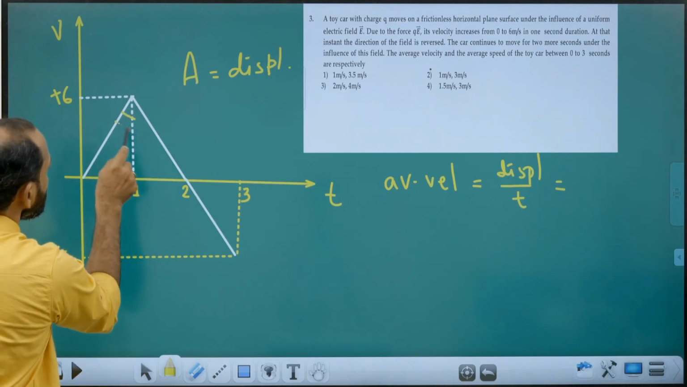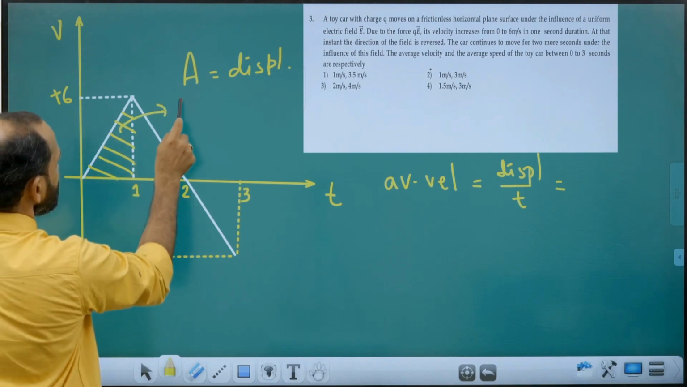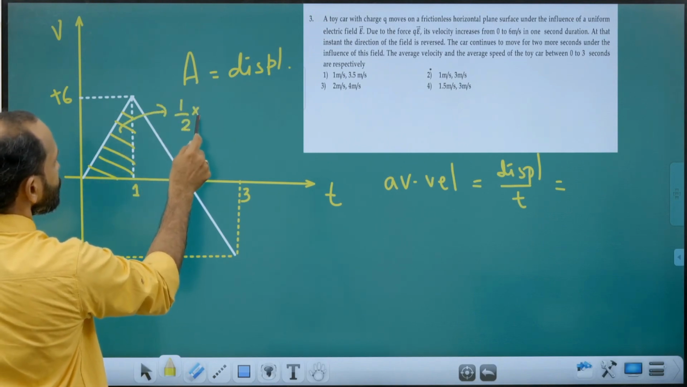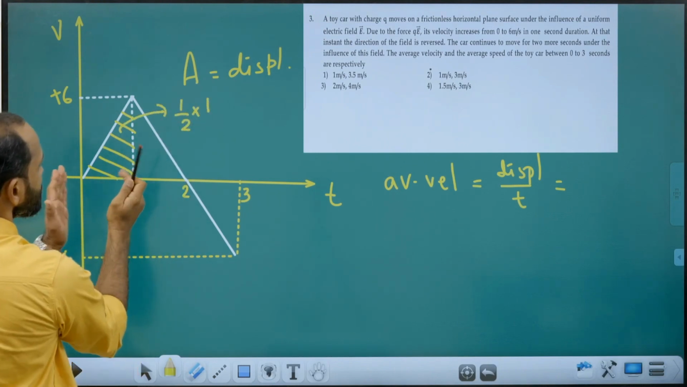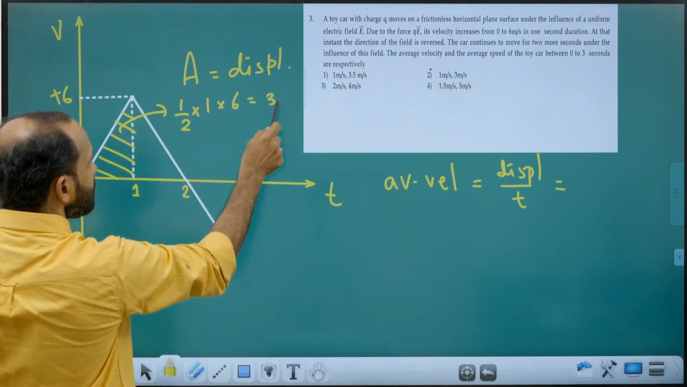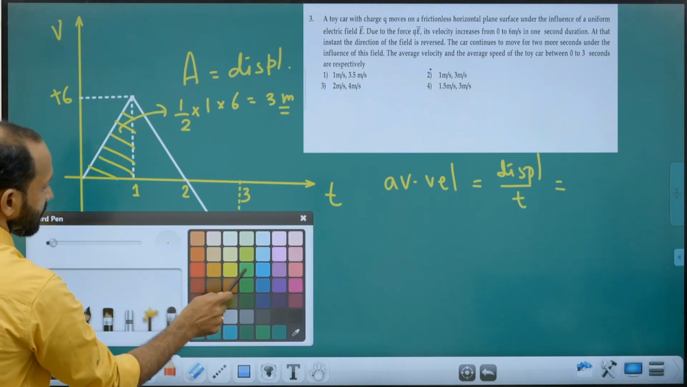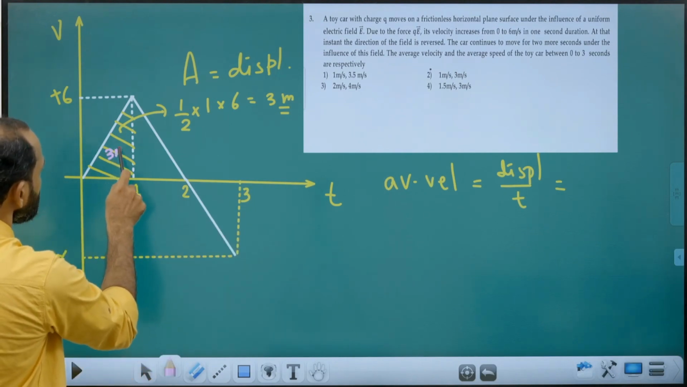And this area, let us find first. What is that area? That area is the area of that triangle, half into base. Base is 1 second into height. Height is 6, and that will be 3 meter. So that displacement is 3 meter. So here it is 3 meter.